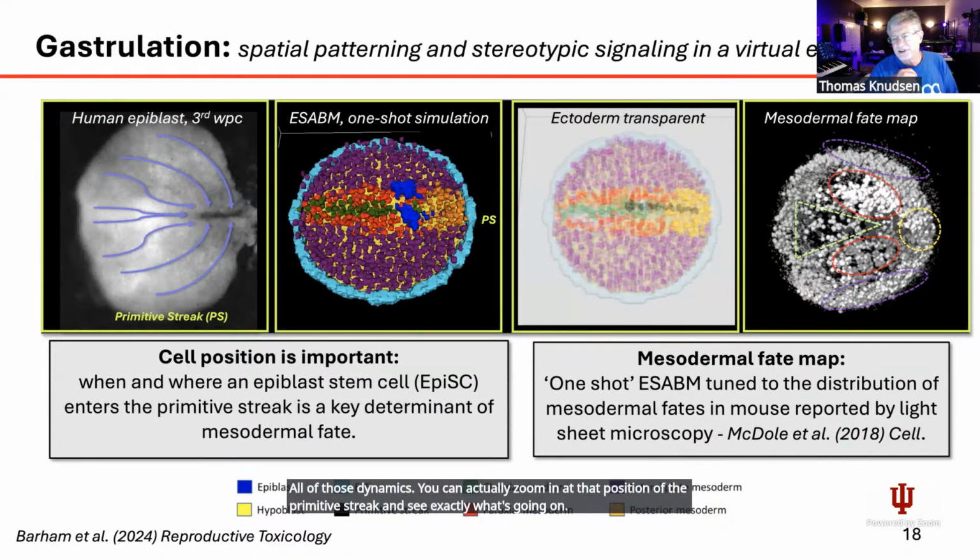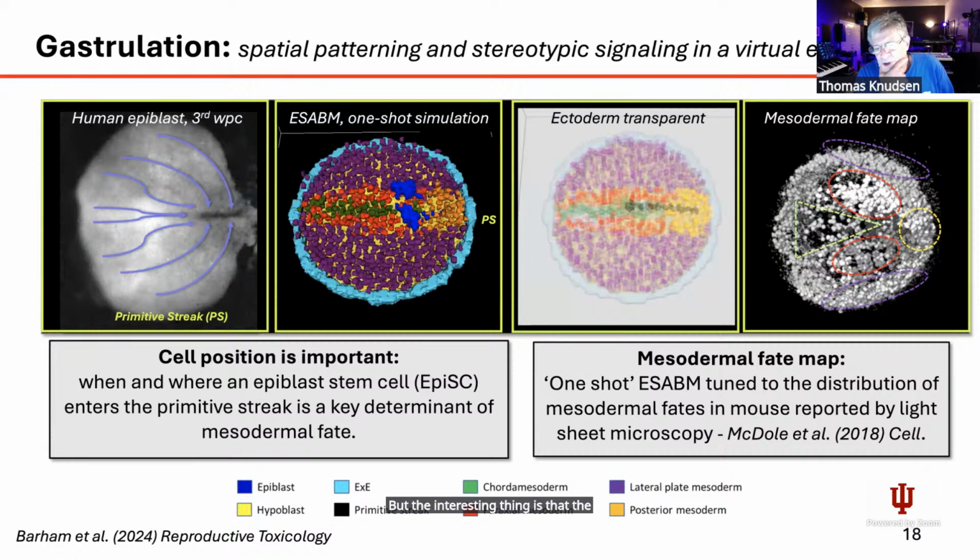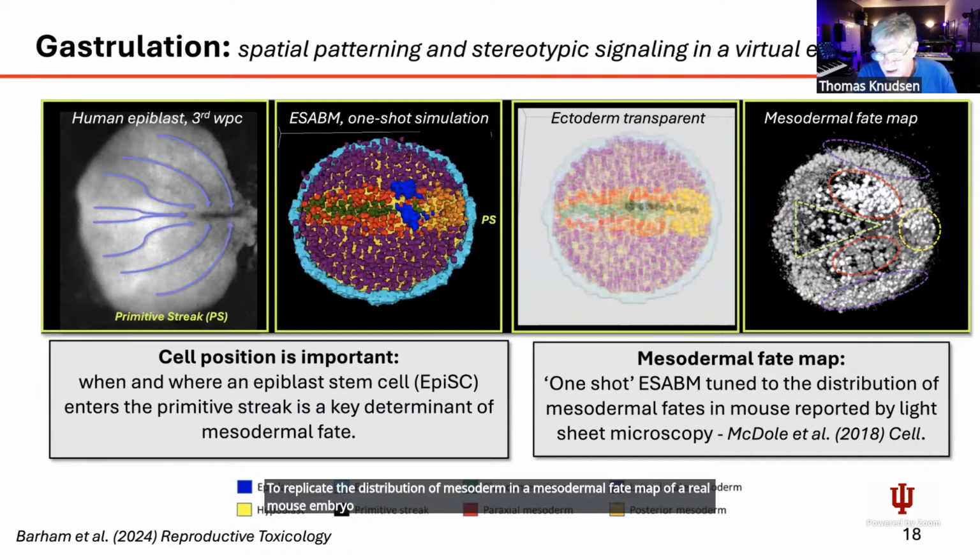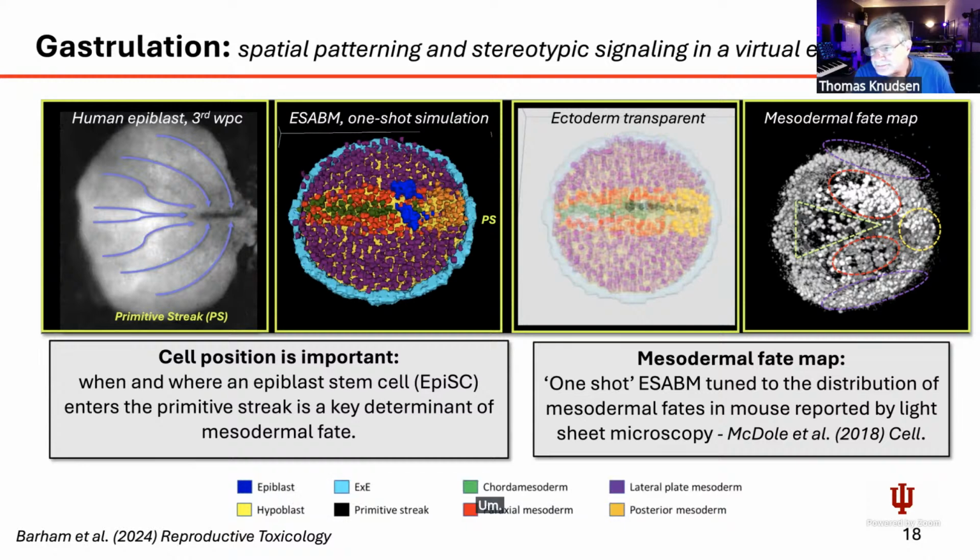But the interesting thing is that the model was tuned here to replicate the distribution of mesoderm in a mesodermal fate map of a real mouse embryo published by McDowell et al. in Cell. And so we calibrated the patterns of mesodermal specification based on exactly what those investigators showed in their fate mapping of the mouse embryo.